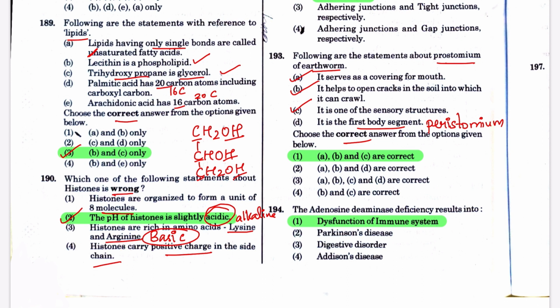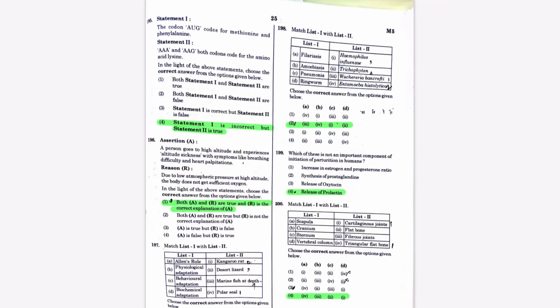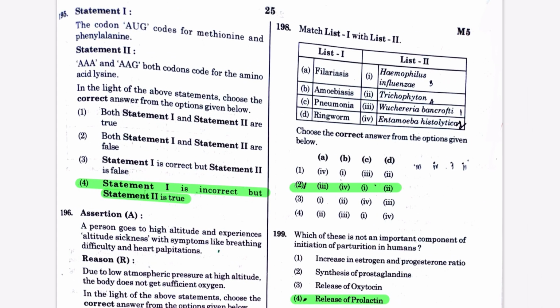Okay, next question. 194, adenosine deaminase deficiency. If this adenosine deaminase gene is not present in a particular body, their immune system would have been affected. This will lead to dysfunction of the immune system. You would have learned this in the gene therapy section. Okay, right. So 195, they have given you two statements. They are asking you to answer the correct option.